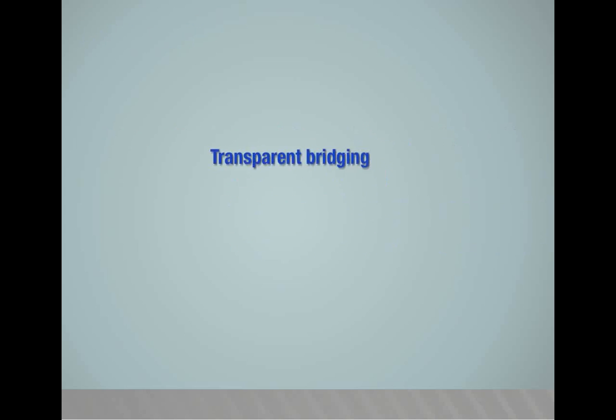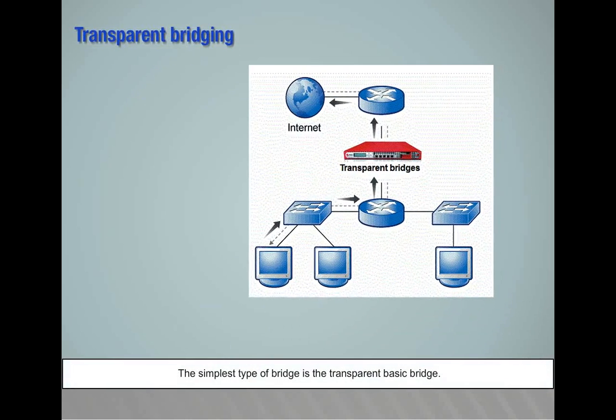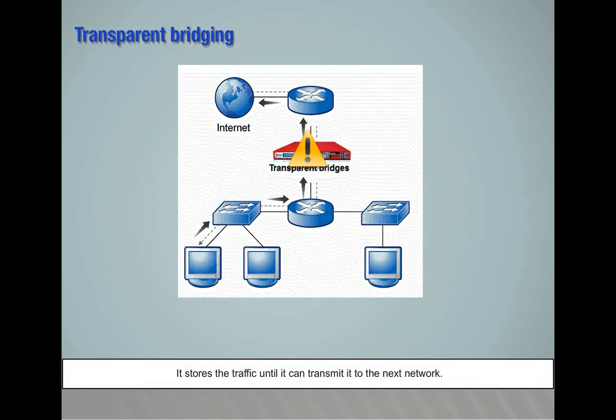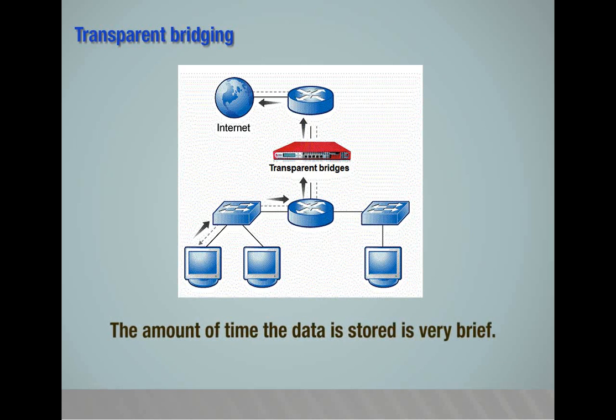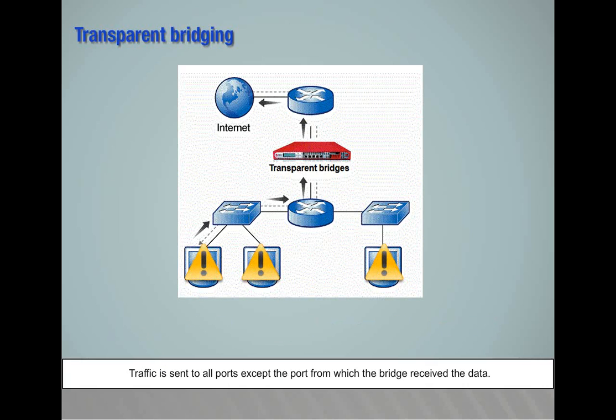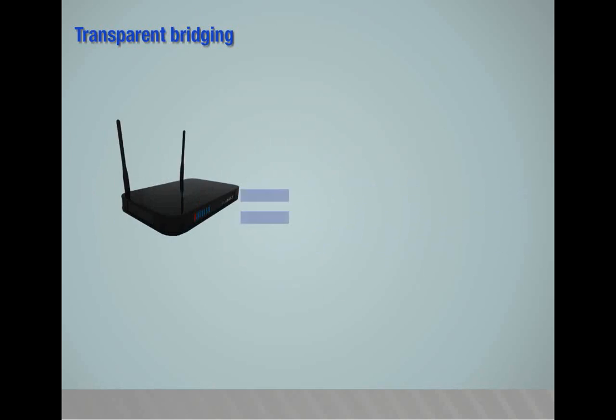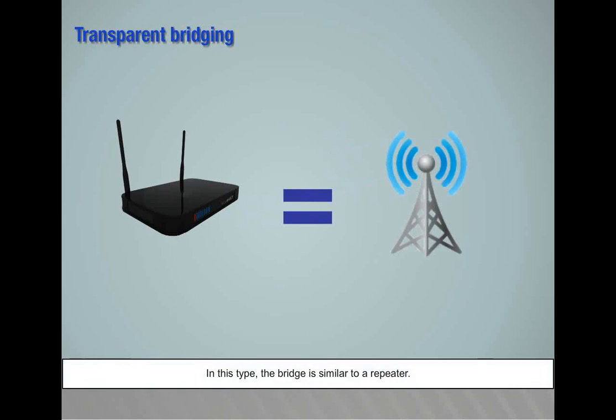Transparent bridging. The simplest type of bridge is the transparent basic bridge. It stores the traffic until it can transmit it to the next network. The amount of time the data is stored is very brief. Traffic is sent to all ports except the port from which the bridge received the data. No conversion of traffic is performed by a bridge. In this type, the bridge is similar to a repeater.